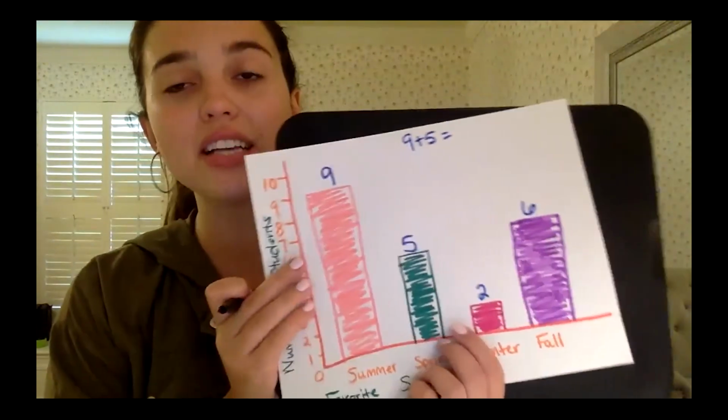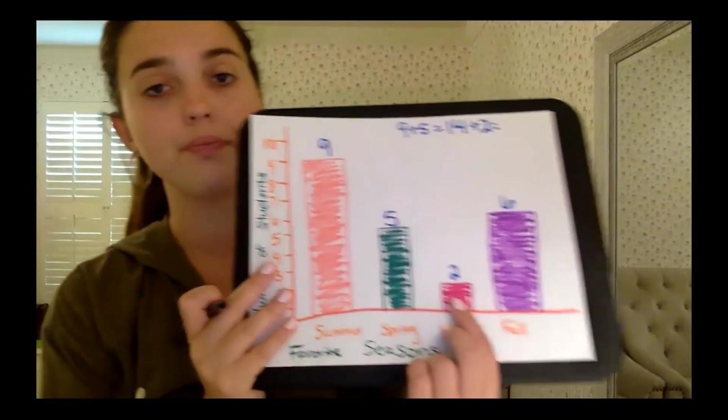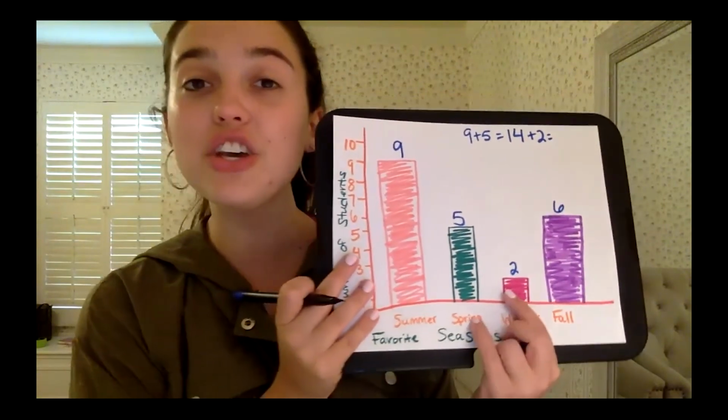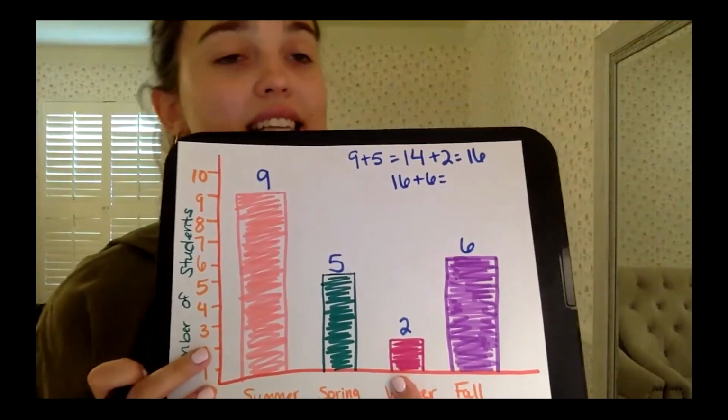So let's add 9 plus 5. What is 9 plus 5? Just say it out if you know it. 9 plus 5 is 14. Now, what is 14 plus 2? 16. Awesome job, you guys. Now, what is 16 plus 6? And the answer is 22.